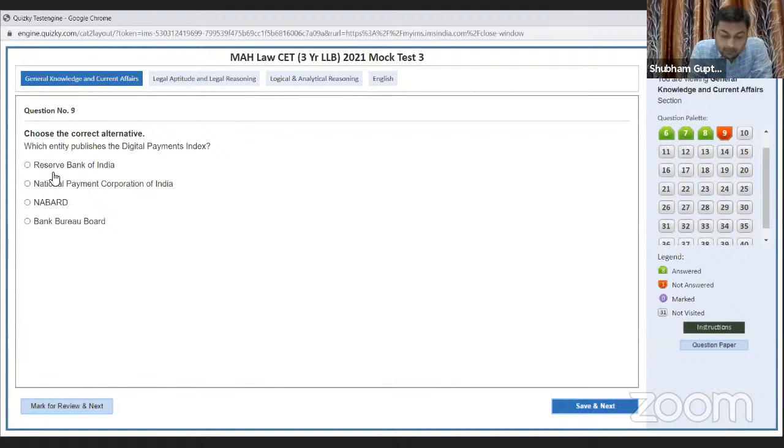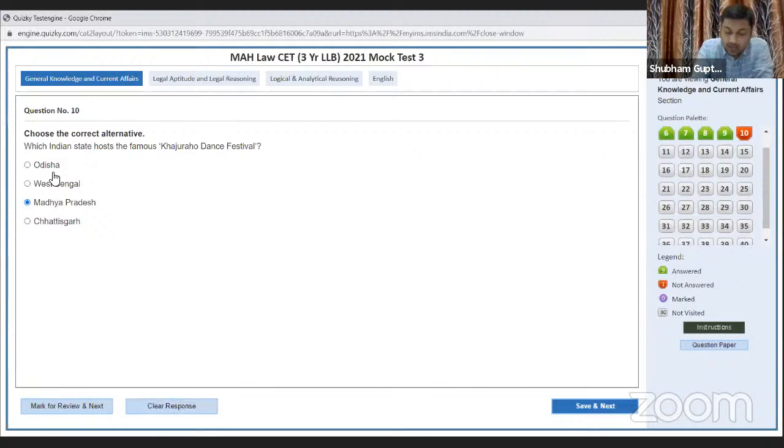Now, which entity publishes the digital payment index? This is for sure to be known by you. This is part of the fact book, part of the books that you are given. It is the Reserve Bank of India. Now, if I talk about which Indian state hosts the famous Khajuraho Dance Festival. If you have heard or if you have read a little bit about history, you could have known this place. But frankly speaking, even I am not 100% sure, but my guess would be some central Indian place. So from some central Indian, I would have gone through Madhya Pradesh or Chandigarh, but Madhya Pradesh being larger in size, I would have gone with Madhya Pradesh. I am not sure what the answer is.